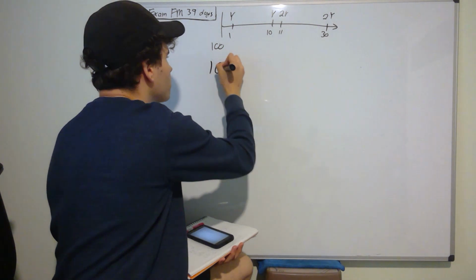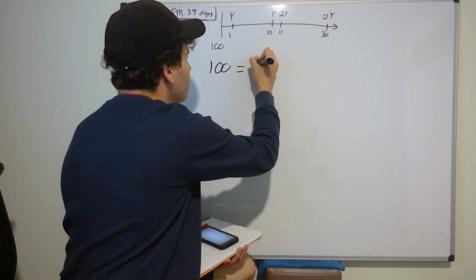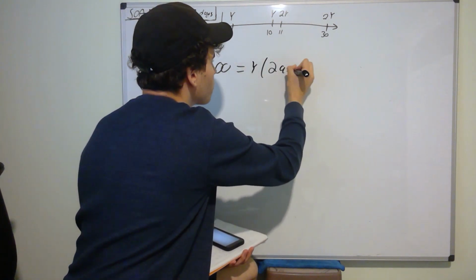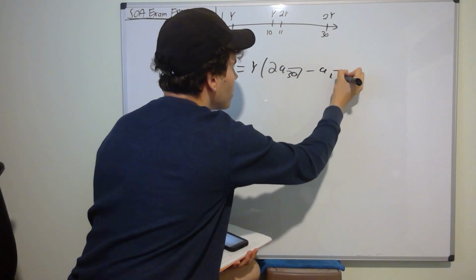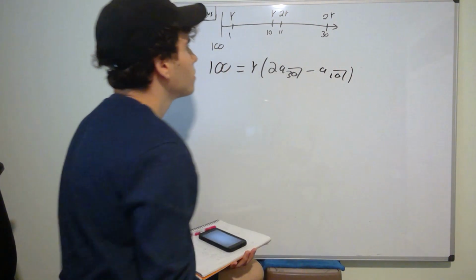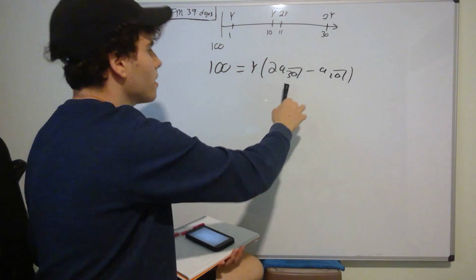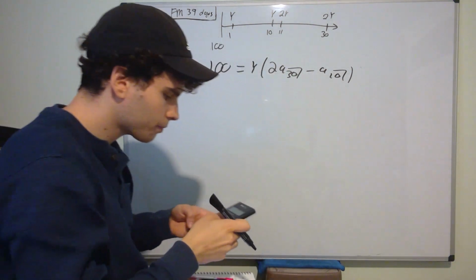So let's just write this down. We have 100 equals y times 2 a angle 30 minus a angle 10, right? Since there's two y's, we subtract the 10 from the 30. And let's do this in our TVM.